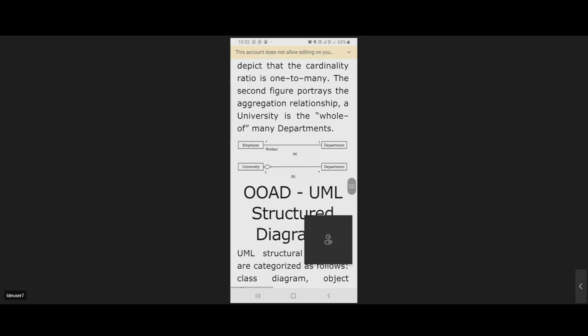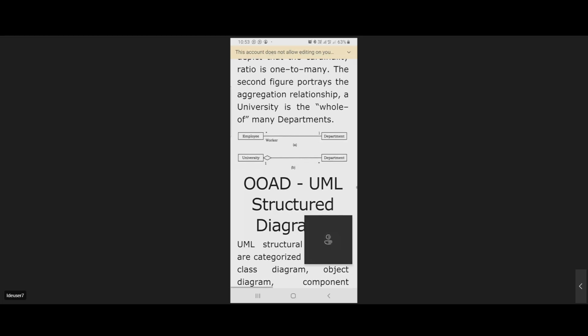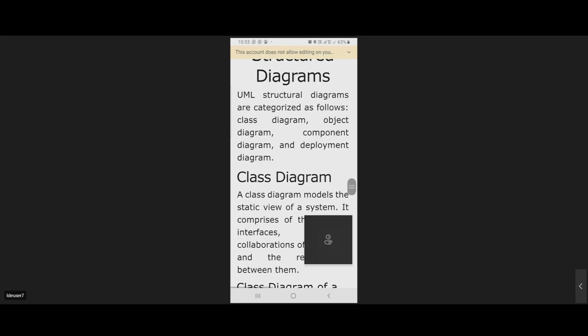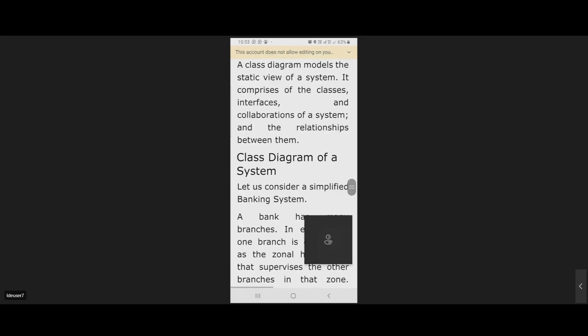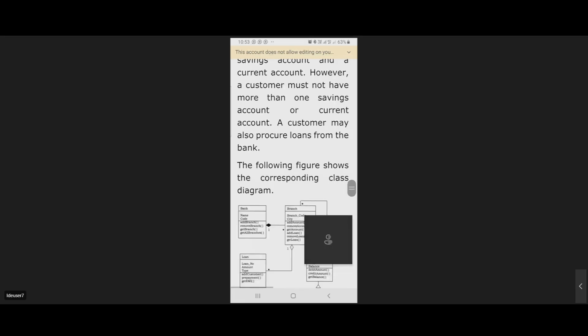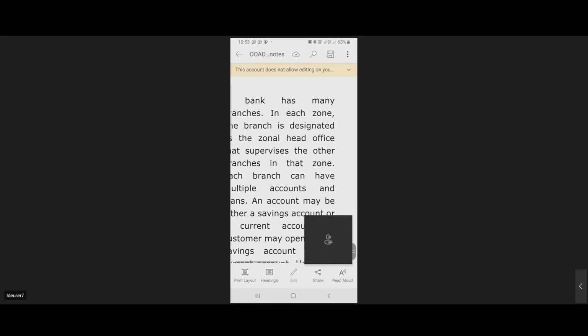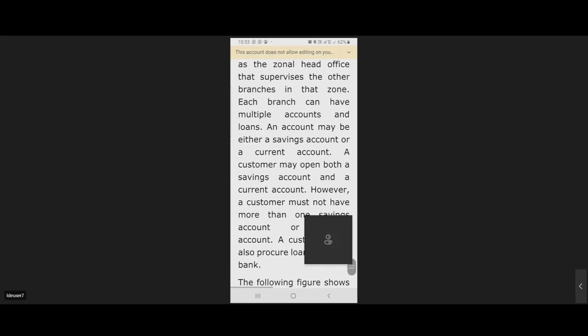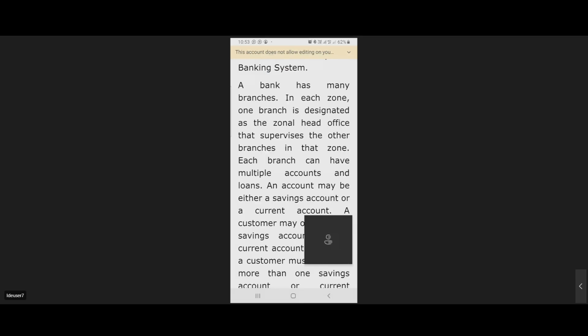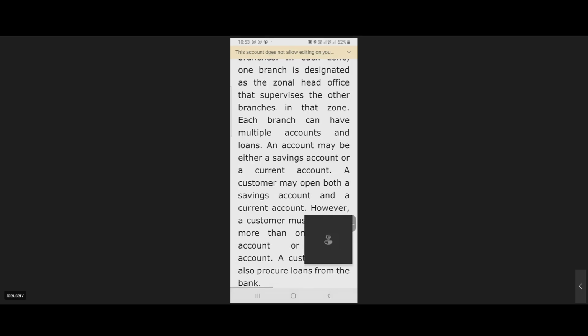The next diagram view: what is a structural diagram? Now this is a simple example. It shows how an object diagram is different from a class diagram. In it, a class is taken: a bank has many branches. In one zone, one branch is designated as the zonal head office that supervises the other branches in that zone.